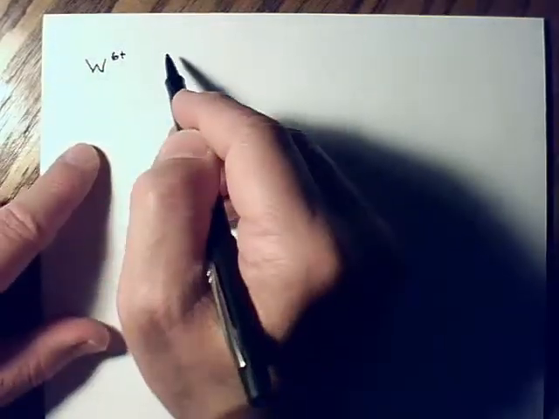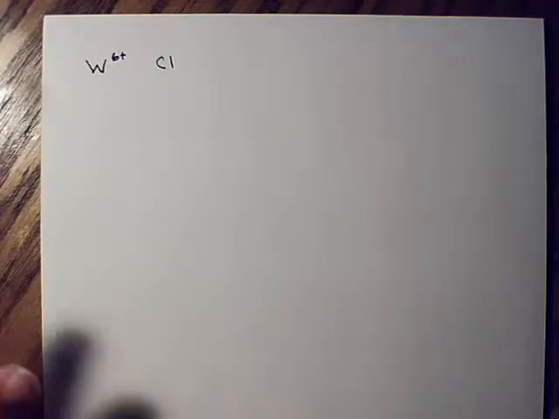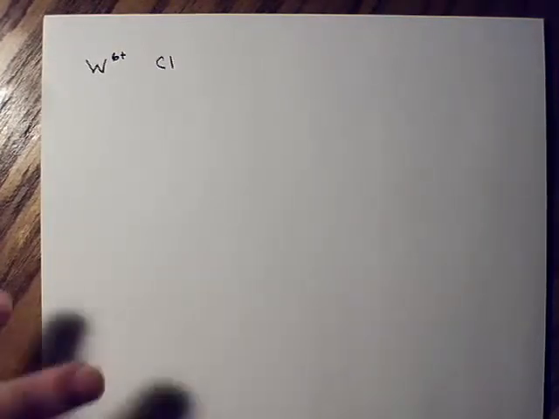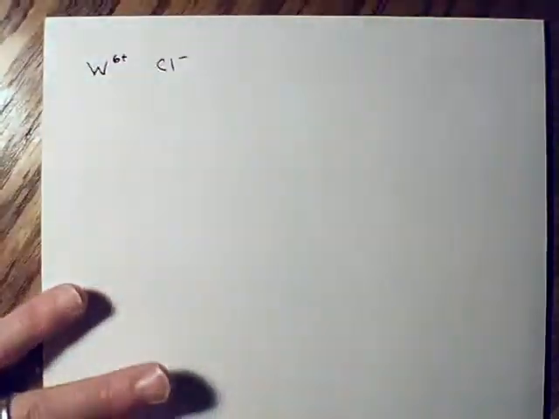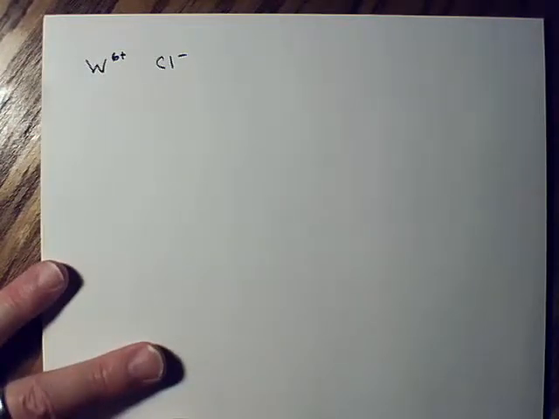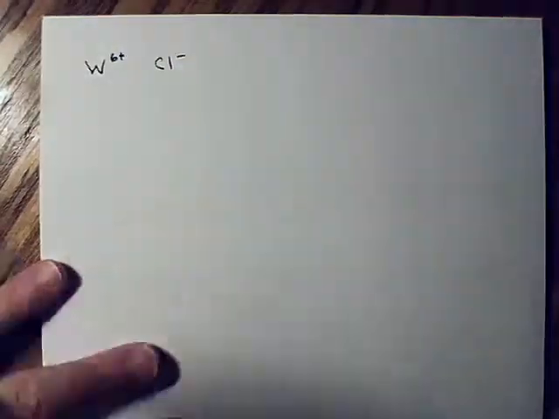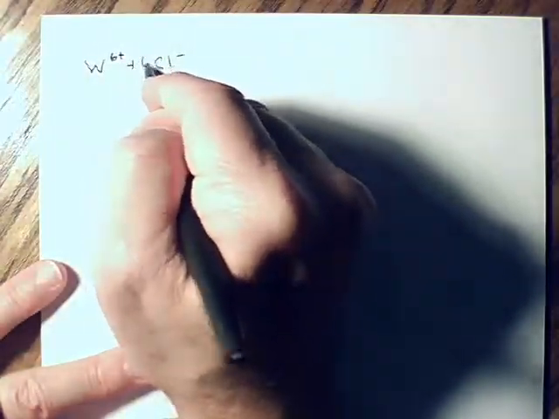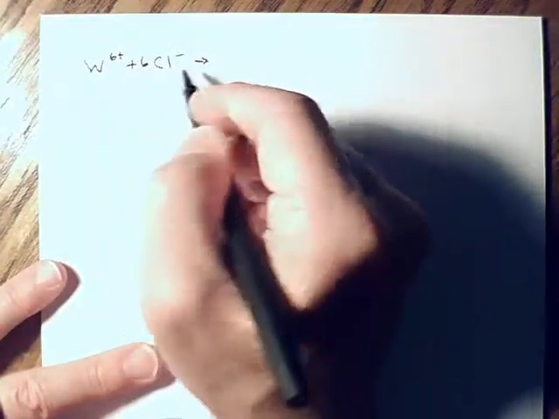And we're going to put it together, let's just say, with chlorine. Chlorine has a 1 negative oxidation number when it's in a binary compound. Binary compounds have only 2 elements. You can have more than 2 atoms in the formula, but it only has 2 elements. So the way we get those together so the charges all equal out is to have 6 chlorines, and that neutralizes this 6 plus charge.